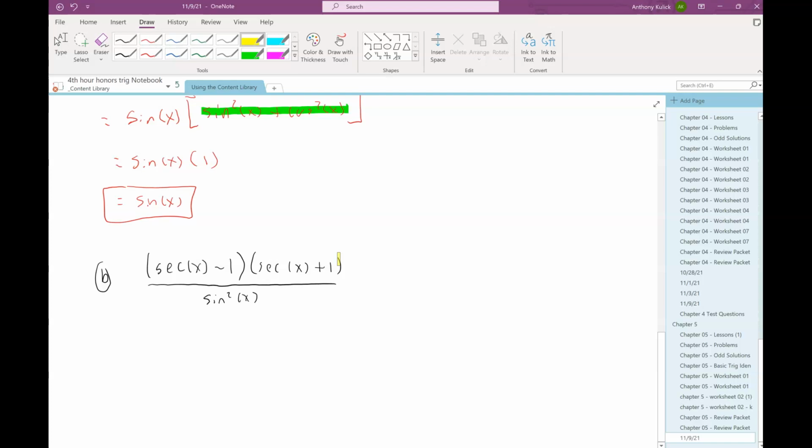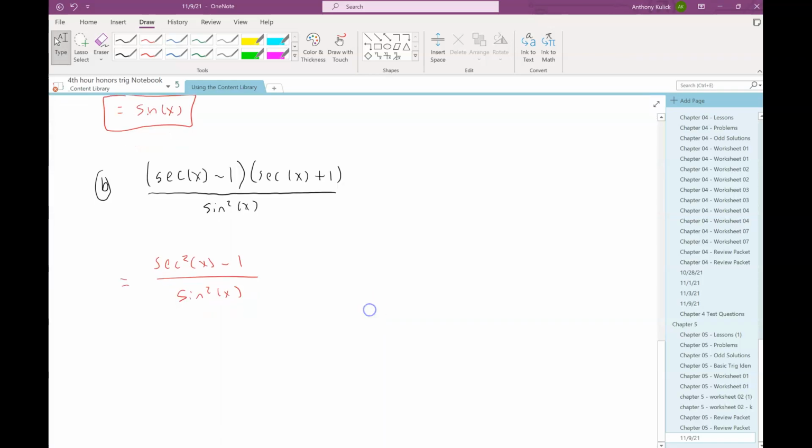Ellie? Foil? Yeah, I would FOIL this out, right? When I see something like a plus b times a minus b, that's a difference of two squares. That's screaming to me, FOIL me out. So I get secant squared minus 1 over sine squared. So far, so good. What do you want to do now?